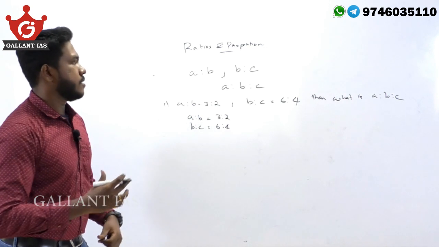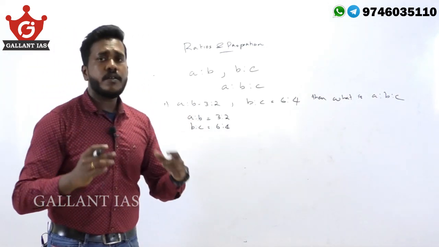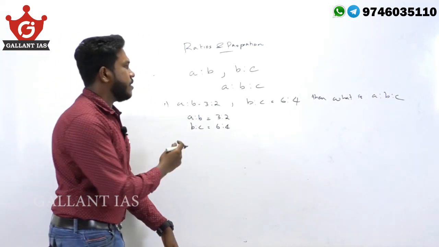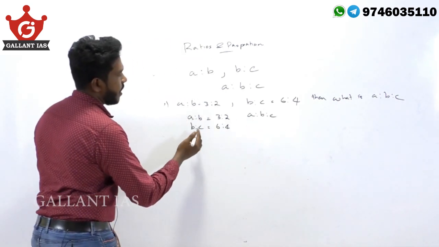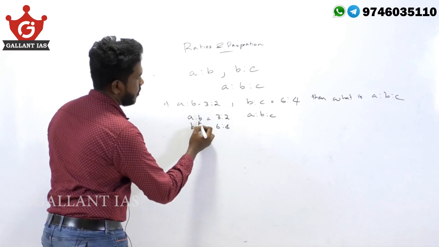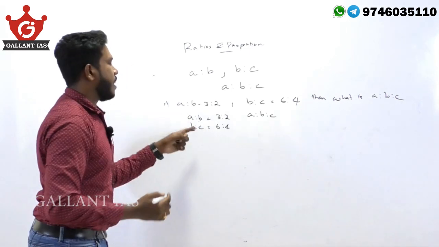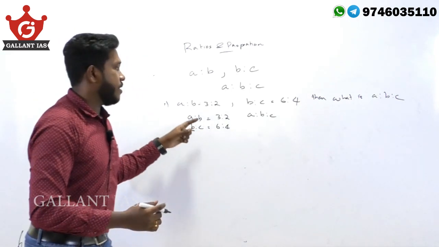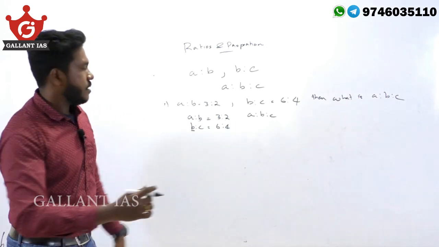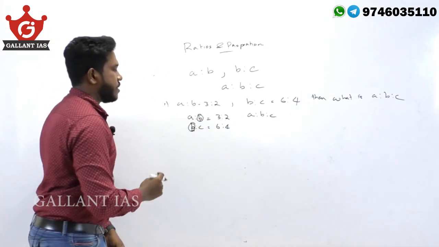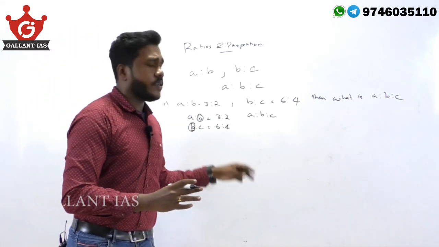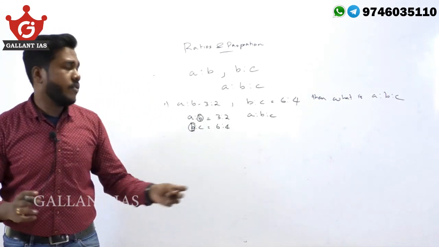So how will we do this? In order to find A is to B is to C, we need to make these two values, that is, these two B's, the same. Then only we can equate these two, and then only we can find A is to B is to C. That means we need to make these two values same. For that, there are two methods to solve this problem.